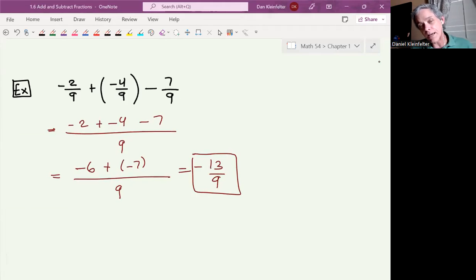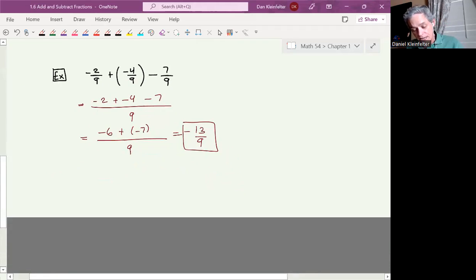Okay, if you were looking at that, by the way, and thinking about, should I turn that into a mixed number like negative 1 4/9? In general, you don't need to. The further you go into algebra, the less you're going to need mixed numbers. So we won't emphasize that here.